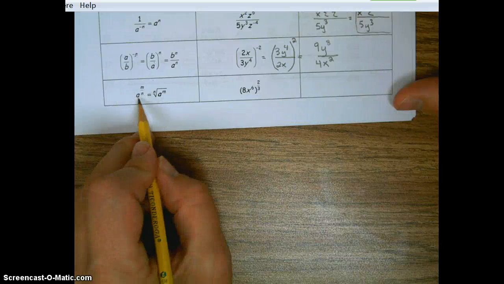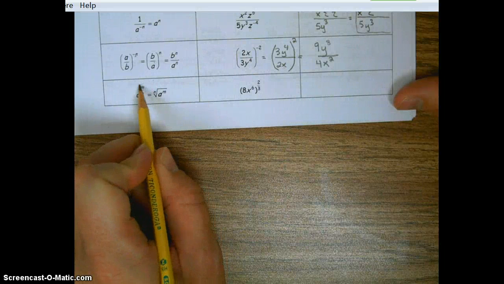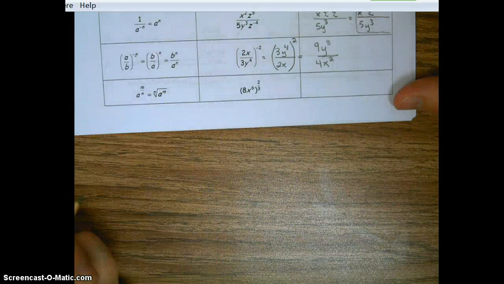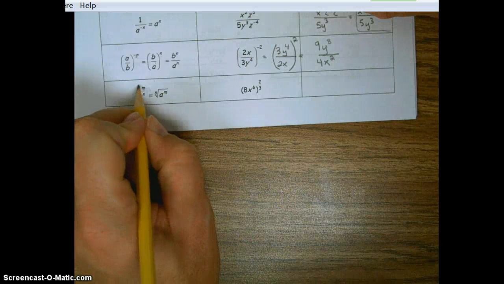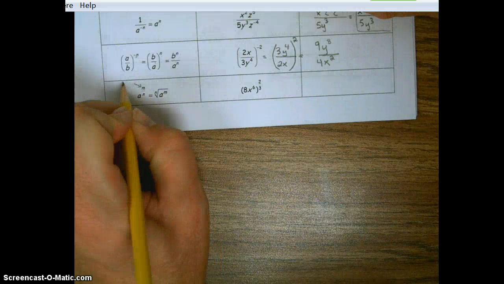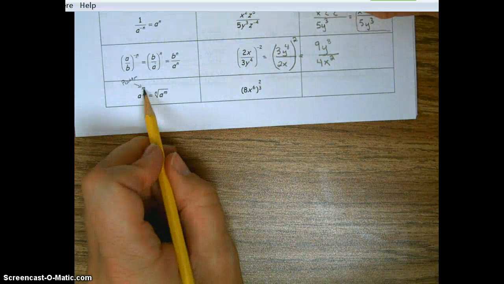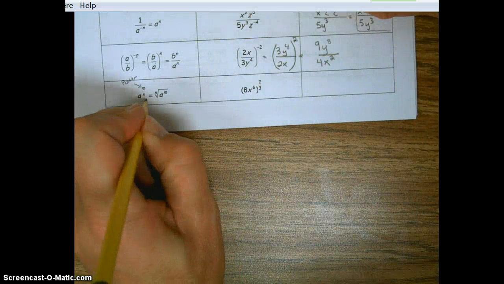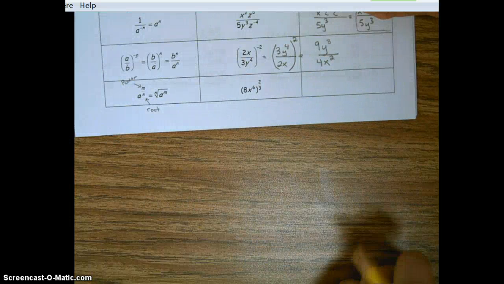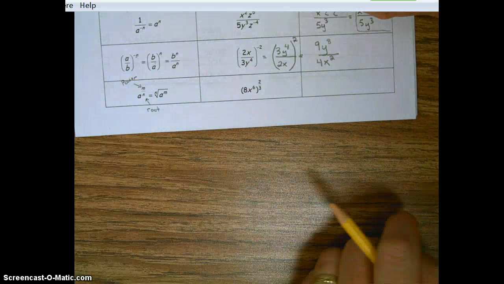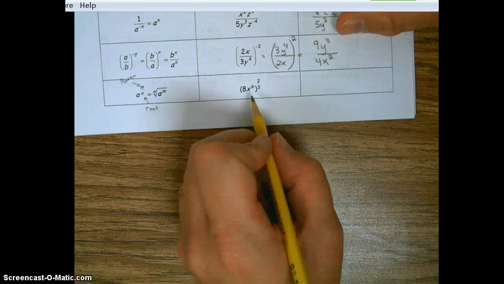Next problem. We have a base raised to a fractional exponent. Okay? So, here's what you need to know. This is going to be our power. Always remember the power goes on top. And the number on the bottom is going to be the root. Remember, the roots go in the ground. They go in the hole when you're planting.